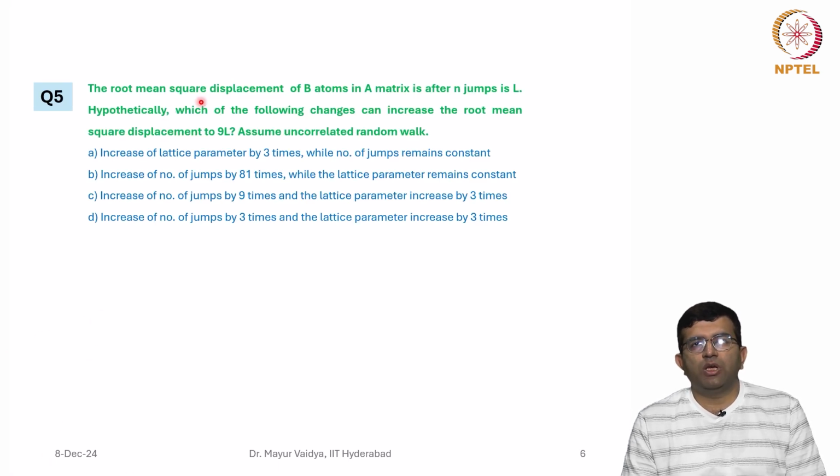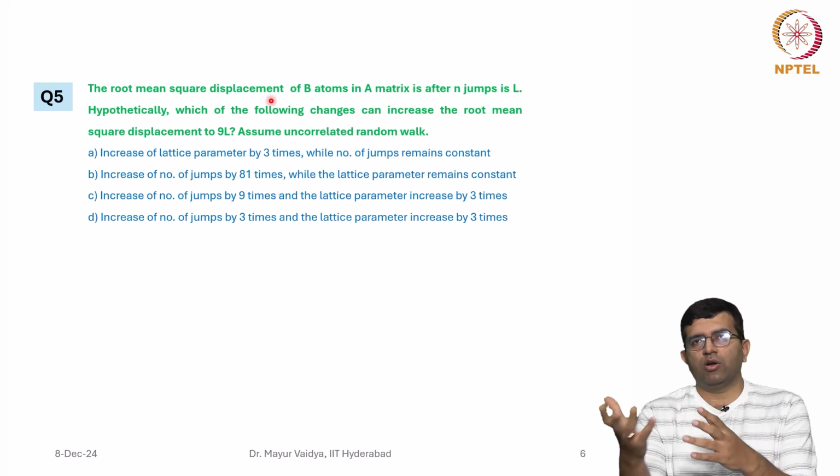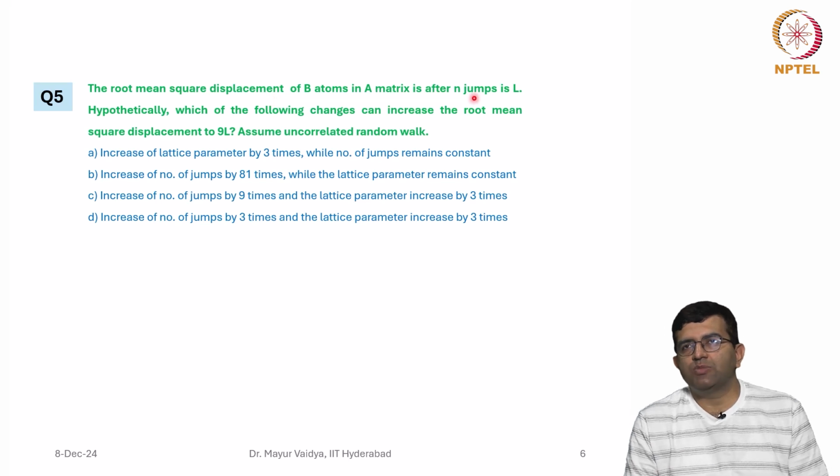The root mean square displacement of B atoms in A matrix after n jumps is L. Let us say there is a diffusion of B, or movement of B, going on in A matrix. After n jumps it is L. Hypothetically, what changes can increase the root mean square displacement to 9L?